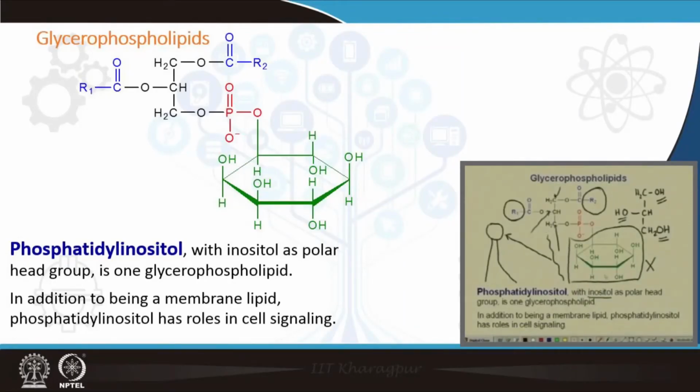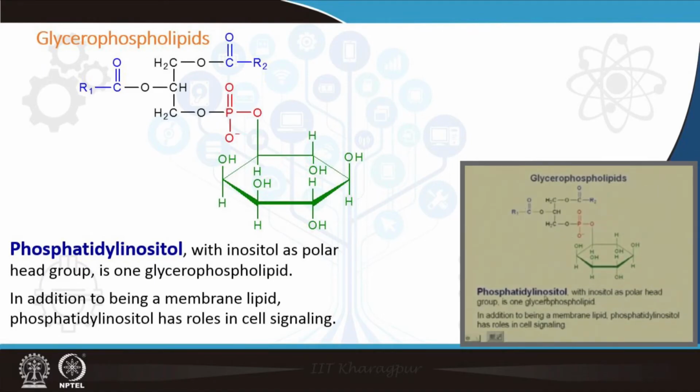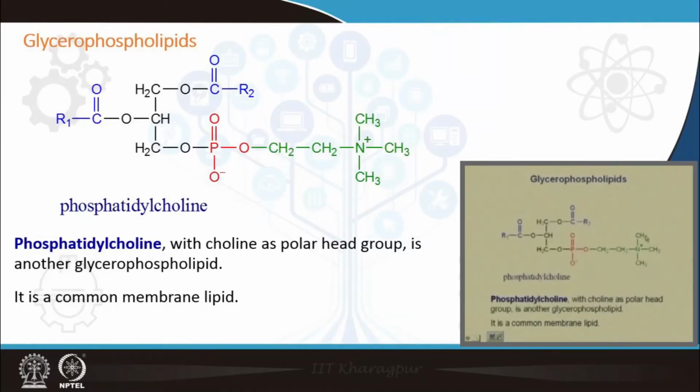Now, what can we change? We can change inositol to make it something else. So, let us see what we can change it to. Okay. We can make it choline. Again, the basic structure is exactly the same. I have R1, R2, I have the phosphate. Linked to the phosphate, I have another X. What is that X? Choline. So, instead of phosphatidyl inositol, I have phosphatidyl choline.